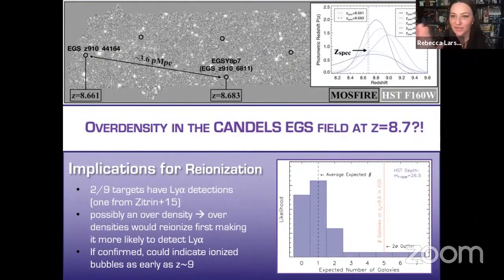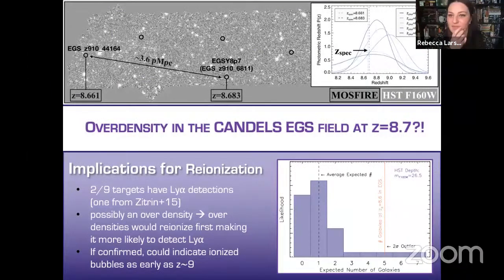Yeah, so here at the top right, we're showing the P of Zs for all 5 of these objects that are in our EGS field that are in our sample. And our spectroscopic redshifts, one for the Zitron object at 8.683 and then ours at 8.661, both fall within pretty much around the 1 to 2 sigma significance of our P of Z. And so, yes, our photo Zs are consistent with these 2 spec Zs.